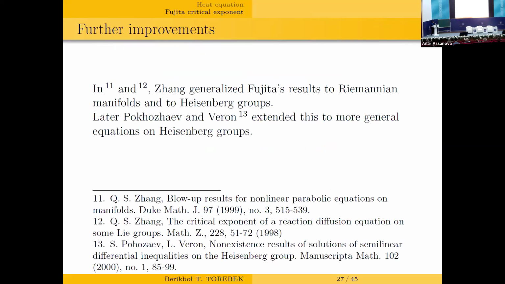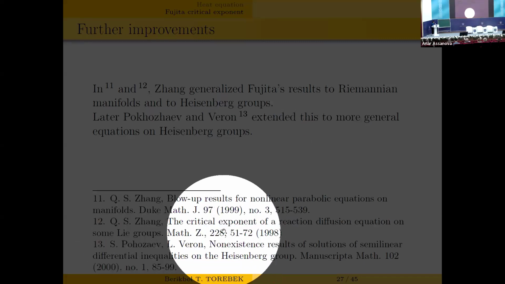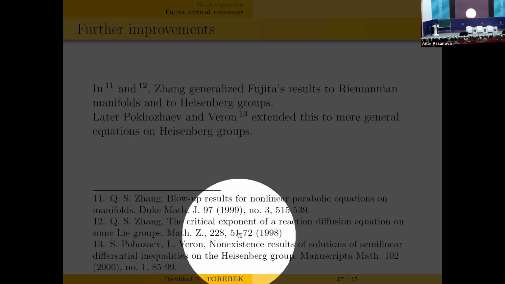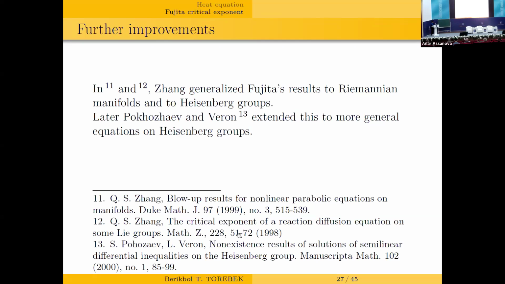And also Ki-chan, he extended Fujita's results to the Riemann manifold first in 1999. And also he extends Fujita's results on the Heisenberg group. This result was published in 1998. And later, Pokhozhaev and Véron extended these results of Jank for more general parabolic differential inequalities. And they obtained only non-existence results. And their paper was published in 2000 in the journal Manuscripta Mathematica.